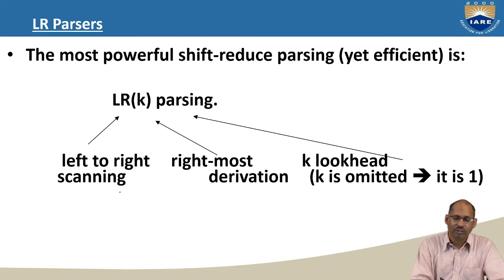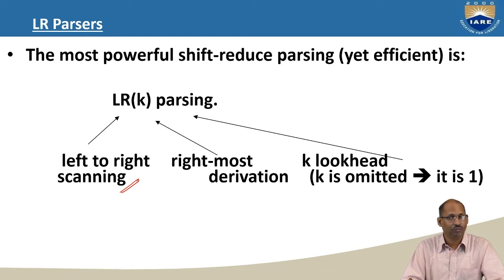Here, L means left to right scanning of the input. R means it uses the reverse of rightmost derivation. K indicates the number of lookahead symbols that will be considered. By default, we consider LR(1). So L means left to right scanning, R means rightmost derivation, and K lookahead means the number of next coming symbols that are considered. So LR(1) parsing, LR(0) parsing, based on the number of lookahead symbols that we have considered.